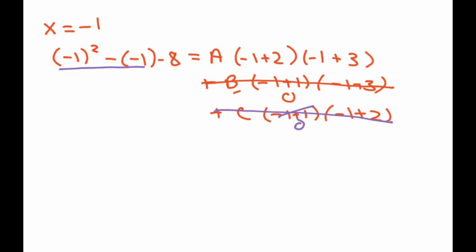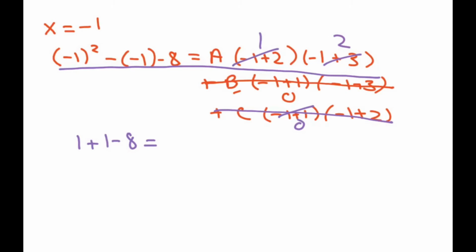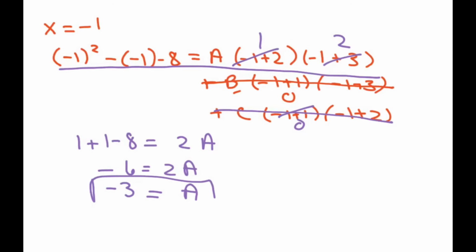So all I have to deal with is my a right now. So when you combine this, you're going to get 1 plus 1 minus 8 equals, this is 1 and this is 2. So we get 2a. So this can be negative 6 equals 2a. So a equals negative 3. So we got our a. Now we got to find our b and c.